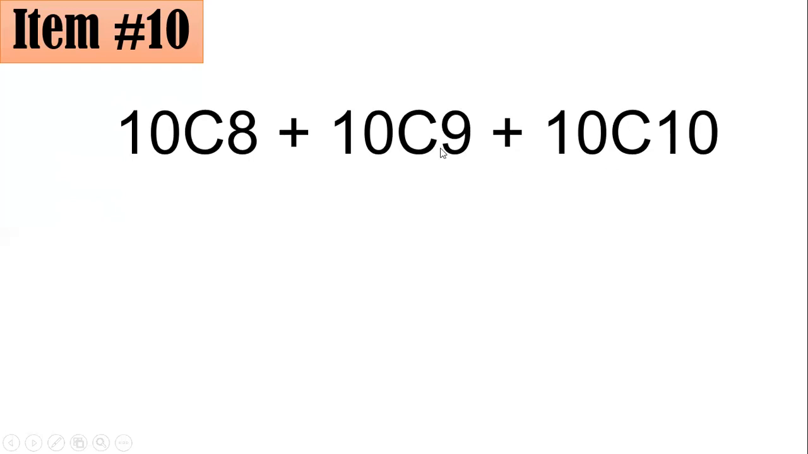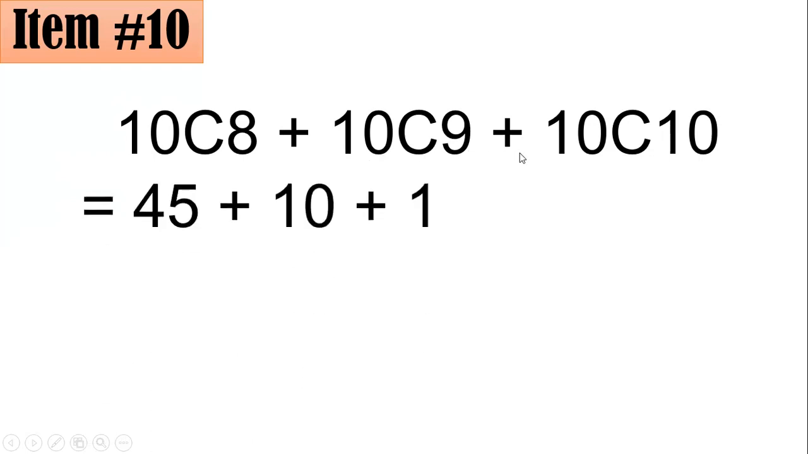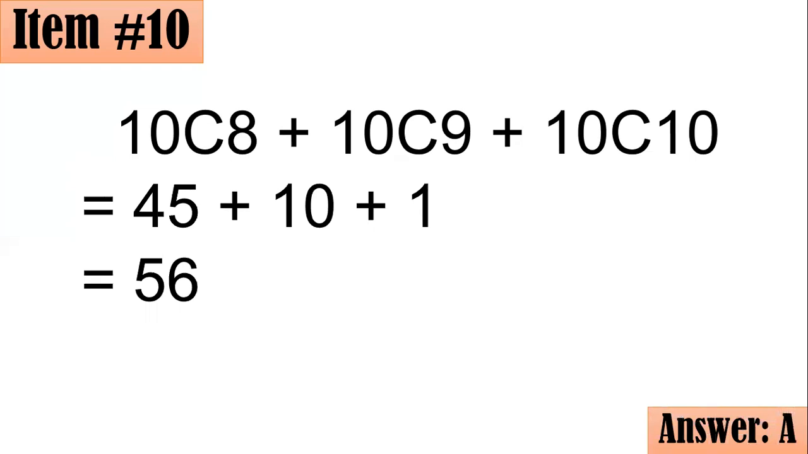And all we have to do is, since these are 3 different cases, then after getting the value of each combination, then we have to add them. 10 combination 8, by using your calculators, you could verify that. That's 45 ways. 10 combination 9 is 10 ways. And 10 combination 10 is 1 way. That's why we have 45 plus 10 plus 1, and that's 56. Letter A.